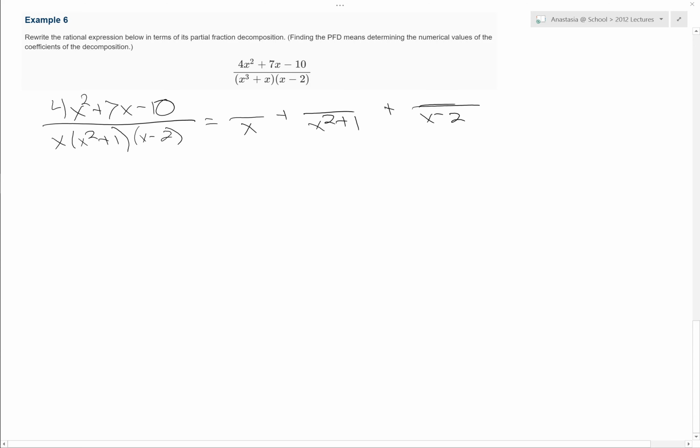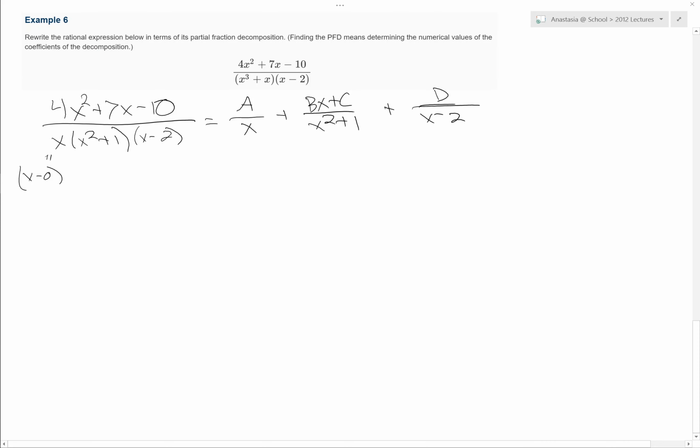Our first term is linear. Remember that x is the same thing as x minus 0, so that's linear, so we're just going to have one letter, A. Now x squared plus 1 is quadratic, so we're going to have a Bx plus C in our numerator, and then x minus 2 is linear again, so we're just going to have D there.